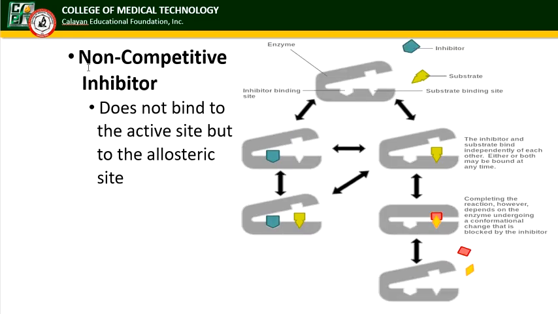Next, non-competitive inhibitor. So, saan siya? Does not bind to the active site but to the allosteric site. Okay. So, dito sa right side, yung normal reaction ng ating enzyme. So, color gray is the enzyme. So, papasok ang ating substrate. So, color yellow. So, shoot siya dito, diba? Ayun. So, kasyang-kasya siya dito.